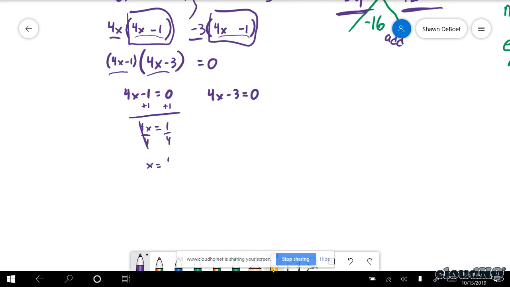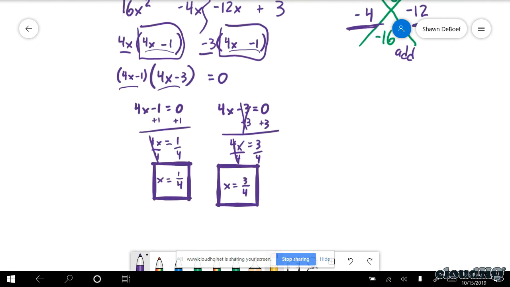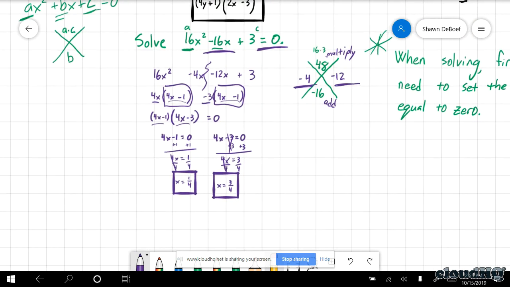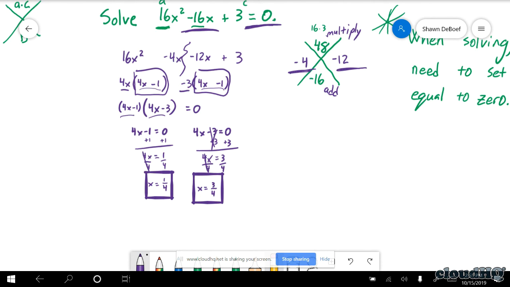So I get 1/4. And I get 3/4. There are two numbers that answer this question that when I plugged in for x, they worked. And there they are. Those would have been your x-intercepts if you graphed. As a decimal, that would be 0.25 and 0.75. But those are the values of x that make it true.